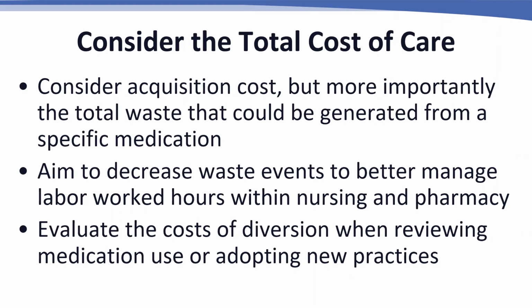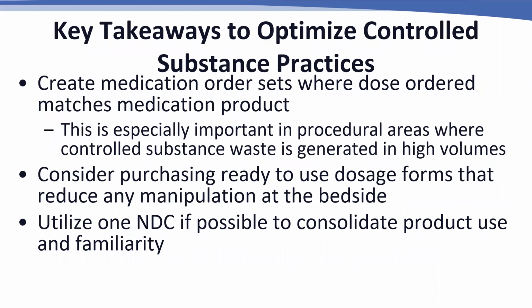Next slide, please. So key takeaways: create medication order sets. Make sure those order sets can match the dose, so you create really good efficiency and safety there. You're not creating order sets with doses where you're dispensing that 5 cc dose for a 2 cc dose every time. Consider your purchasing and ready-to-use dosage forms that create less burden on that caregiver and also allow compliance, right? We want to design systems for success, not reliance on individuals. And utilize one NDC if possible to consolidate product use. But we know there are some exceptions to that with some of the shortages.